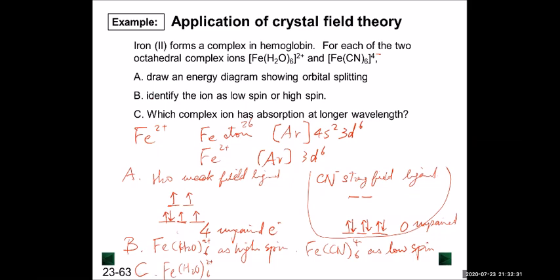Professor, I'm a little confused about part C. What feature about the two complex ions are you using to determine the absorption wavelength? Use delta, the weak field. Delta is the energy to be absorbed by the d electron. Okay, so if delta is small, then it's going to use longer wavelengths, but if delta is large, it's going to use shorter wavelengths. Correct. Okay, that makes sense.